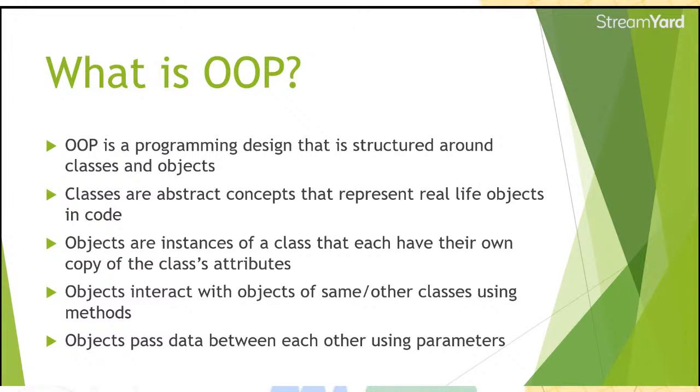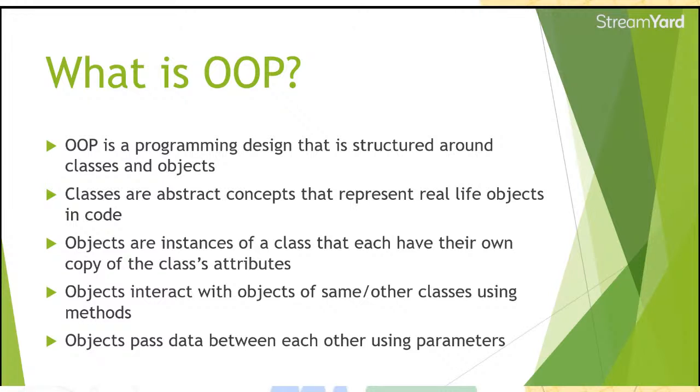Objects are instances of a class that each have their own copy of the class's attributes. Like I said earlier, we have a Toyota, and it has all the attributes of a car. It has four wheels, a color, the horsepower, and that sort of thing. These objects can also interact with other objects of the same or other class using methods, and these objects pass data between each other using parameters.